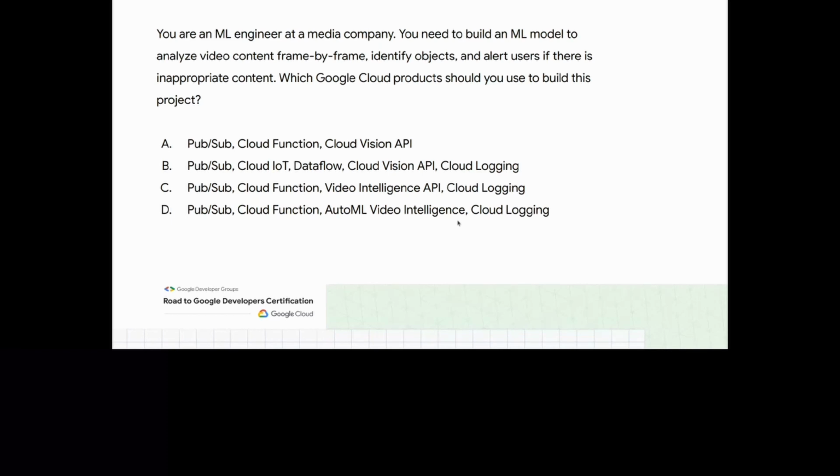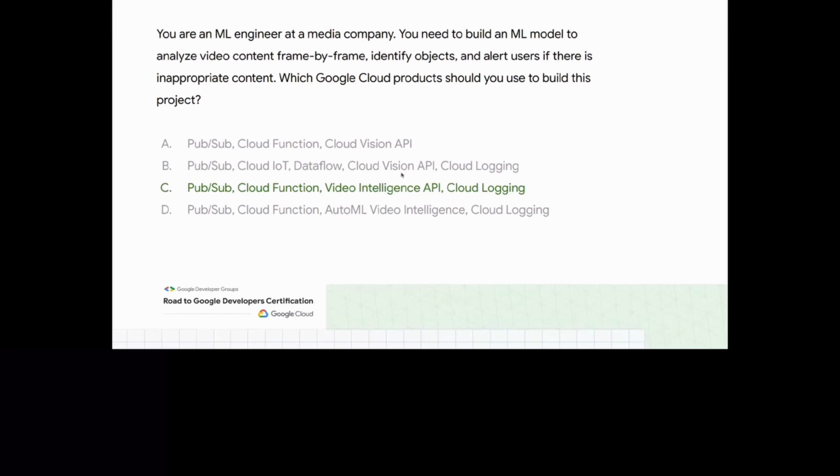So all of them have Pub/Sub. That's basically what it is. It doesn't discriminate. Three of them have Cloud Functions. But I think the key here is the Video Intelligence API. In the course, it also explains that this Video Intelligence API is basically the API that tells you if there is inappropriate content, anything that shouldn't be there. So that's giving away the answer by itself.